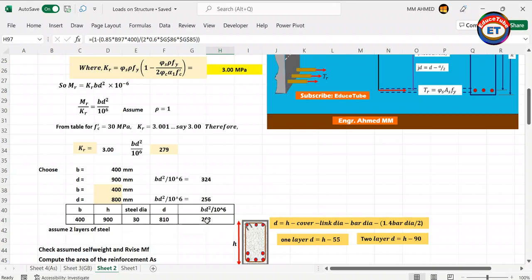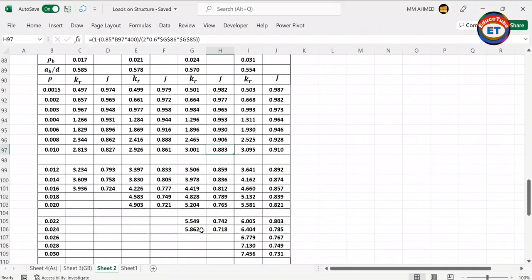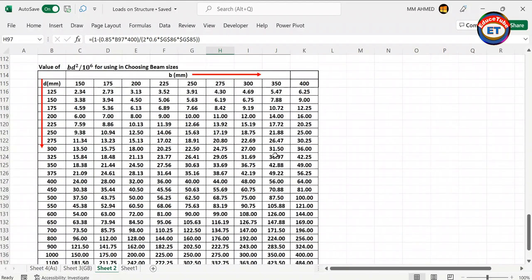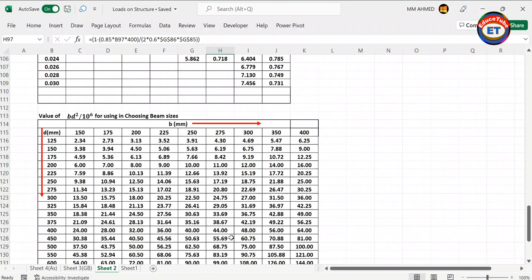Now let's go to the table. We want to see this 262, is it coming closer to this or not? 262 in the table. This one, BD square by 10 to the power 6 for choosing beam sizes. So look, our value is 262, where is it? Because 400 by 900 it is 324, 400 by 800 it is 256, but our value was 262, slightly greater than 256. So our depth is 810 and 400. So we can use this table also to get directly the sizes of the beam.